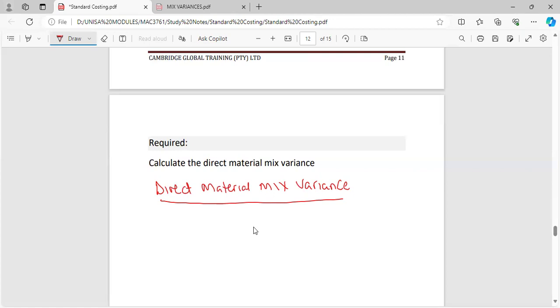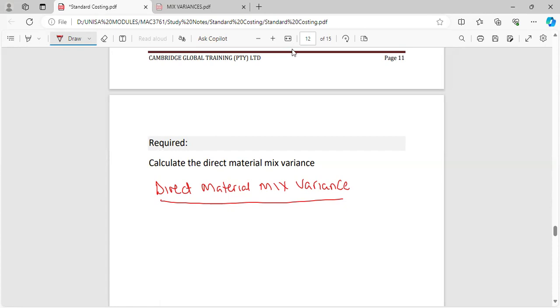From what we have just done, anyone? How are we going to build our formula? Are you guys there? Yes, we are there. So how are we going to build our formula?